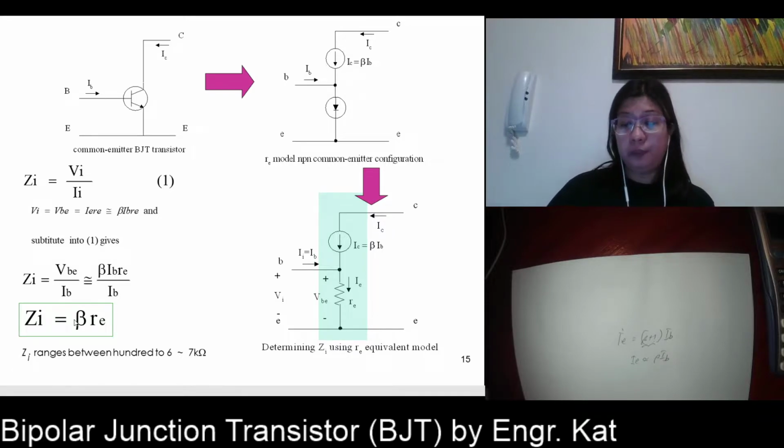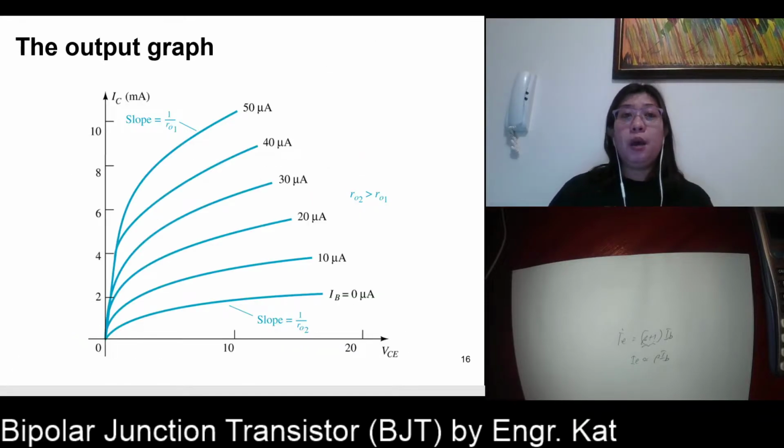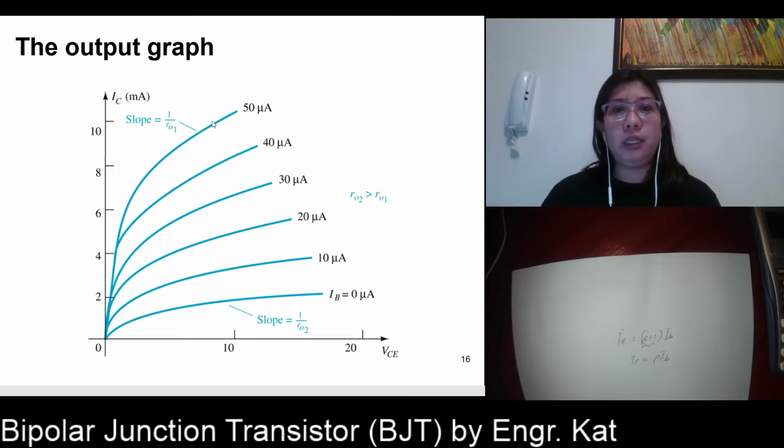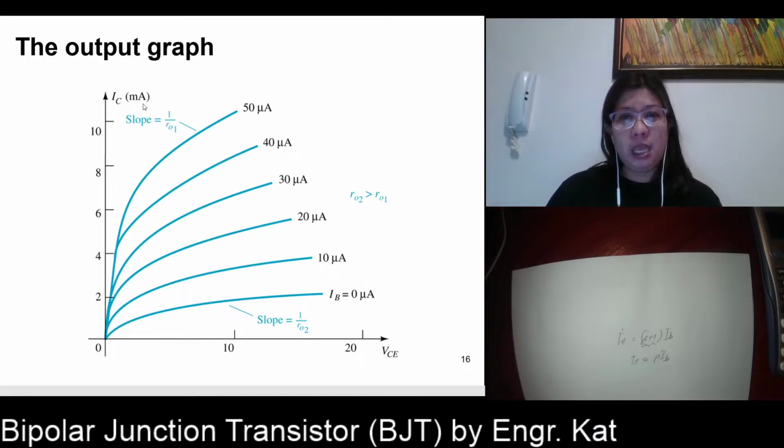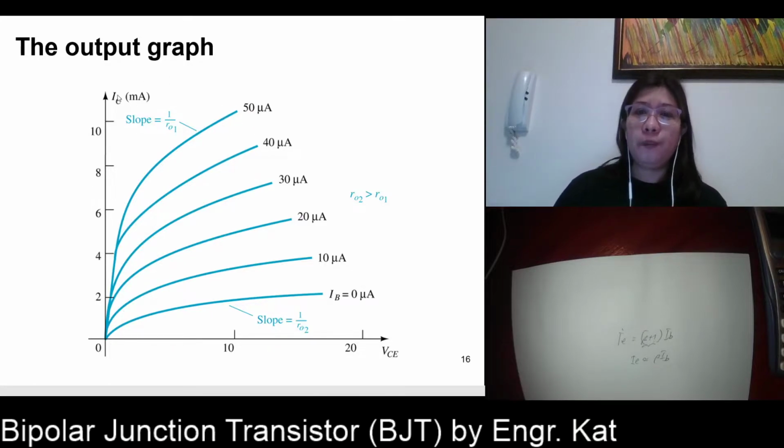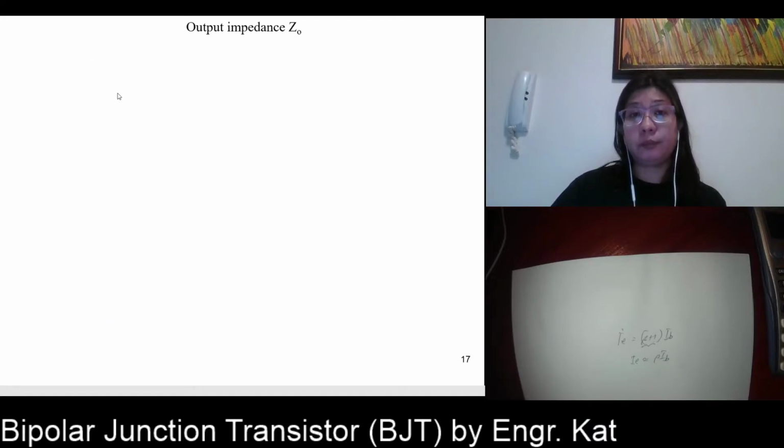It is very much greater than your input impedance for common base because of your multiplier here, which is your beta. Relating your input current and your output current here, we can see that they are not approximately equal because IB is much smaller compared to your collector current.